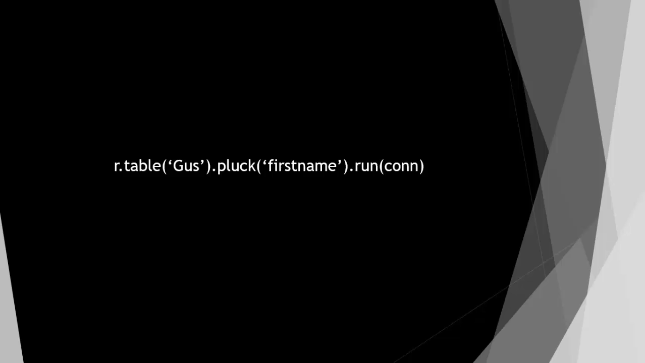Suppose you wanted to get more specific. Maybe you only want unique first names from this table. You can chain that on as well using the distinct command. The majority of RethinkDB operations can be chained in the same way. Just keep adding on until the query is returning the information you need it to.